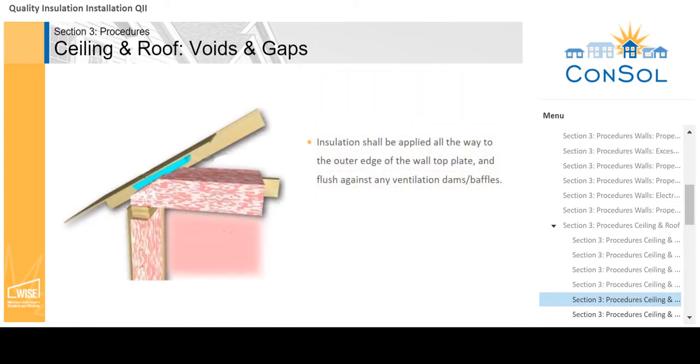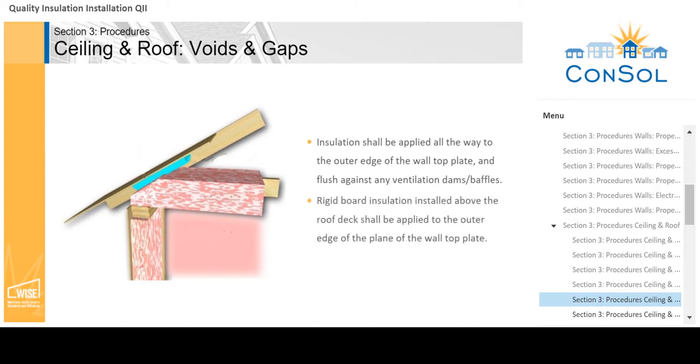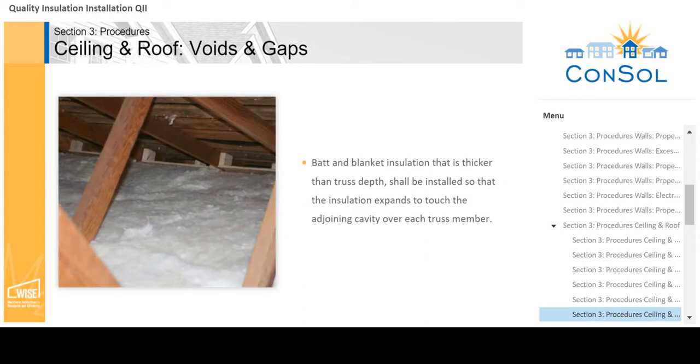Insulation shall be applied all the way to the outer edge of the wall top plate, and flush against any ventilation dams or baffles. Rigid board insulation installed above the roof deck shall be applied to the outer edge of the plane of the wall top plate. Batt and blanket insulation that is thicker than the truss depth shall be installed so that the insulation expands to touch the adjoining cavity over each truss member.